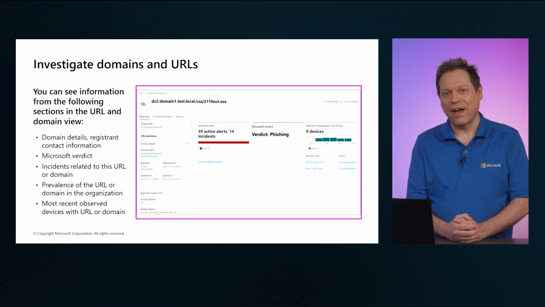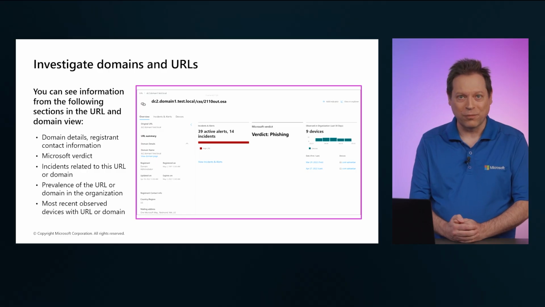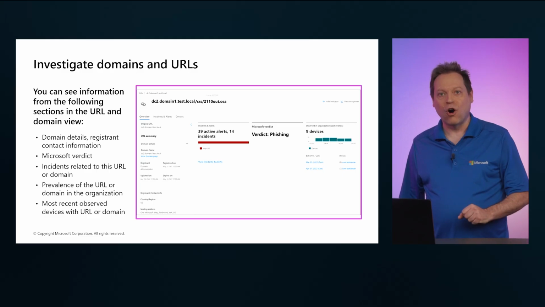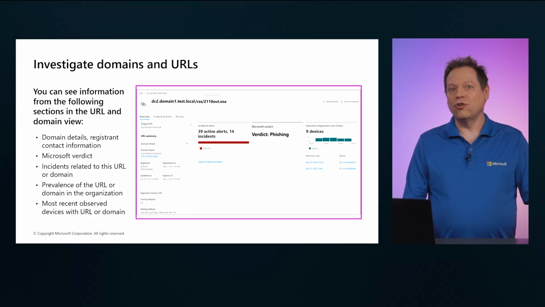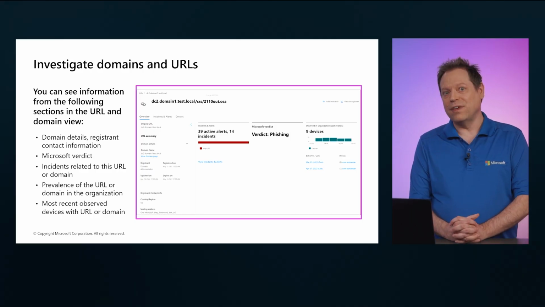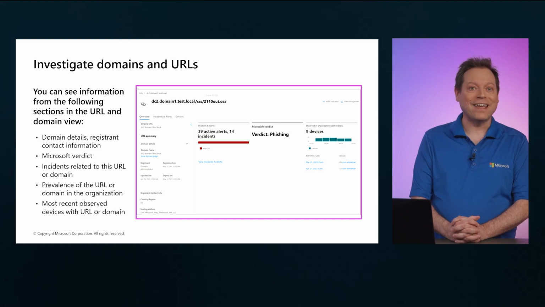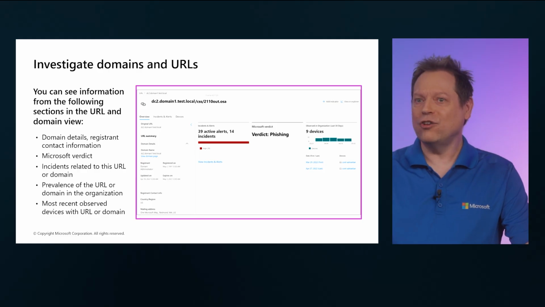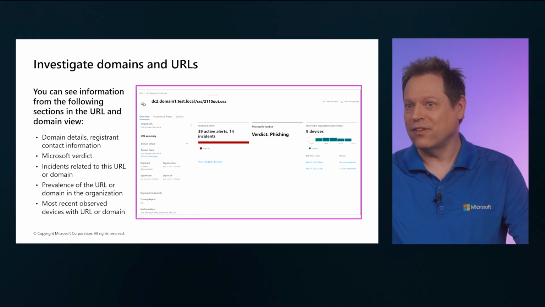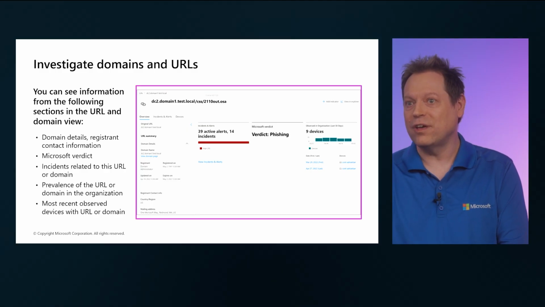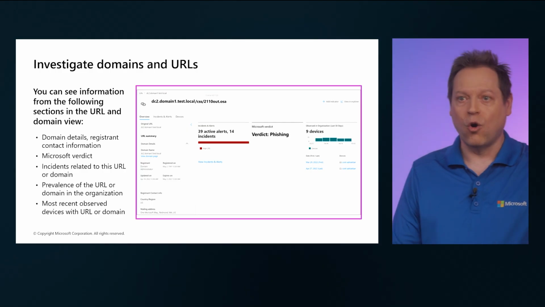Domains and URLs often connect endpoint behavior to attacker infrastructure. In the URL and domain view, you can review domain details and registrant contact information, see Microsoft's verdict, and check incidents related to the URL or domain. You can understand prevalence within your organization and see the most recently observed device that communicated with that URL or domain.